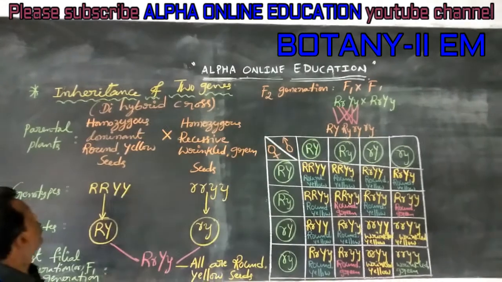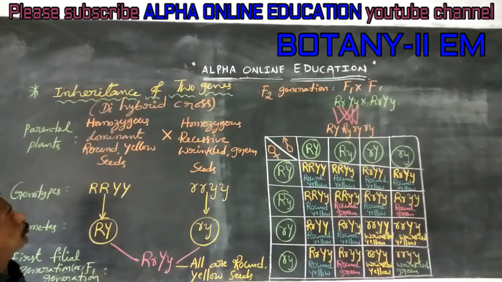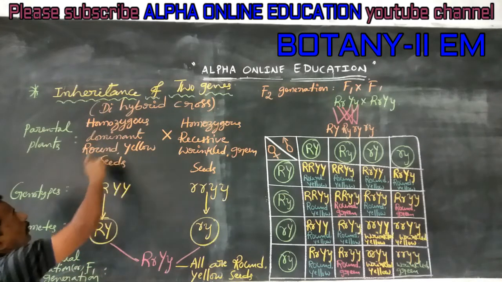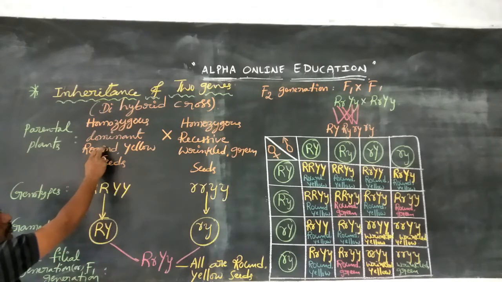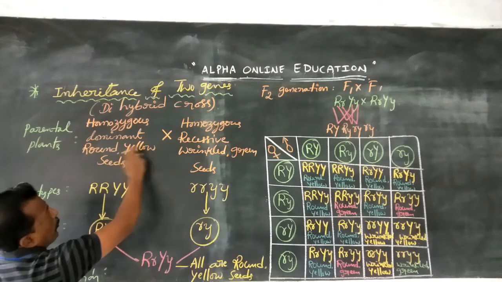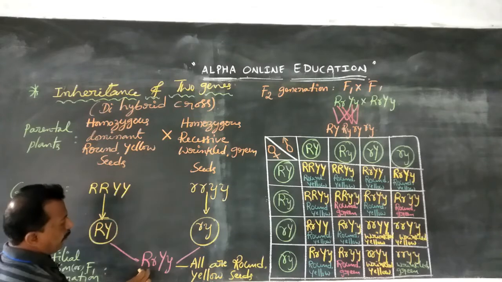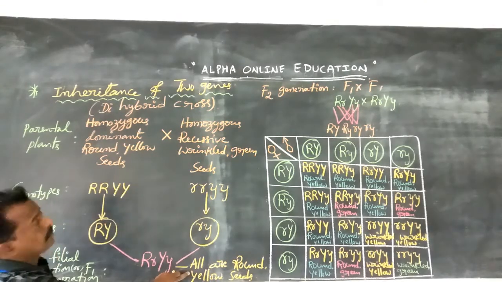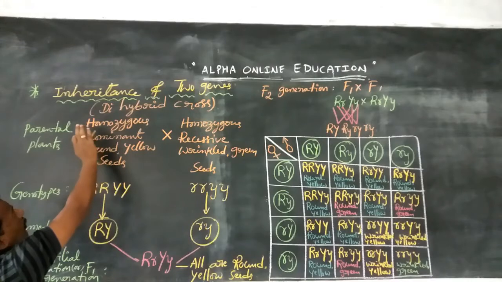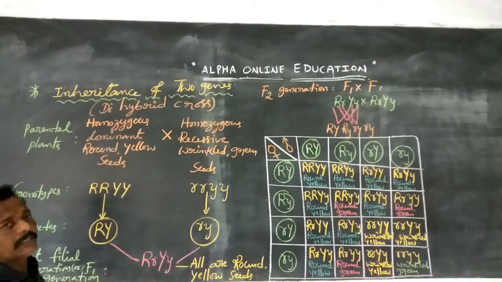We are going to study inheritance of two genes, or dihybrid cross. First of all, what is the meaning of inheritance of two genes or dihybrid cross? Here the cross is made between two individuals differing in two characters. That is called inheritance of two genes or dihybrid cross.